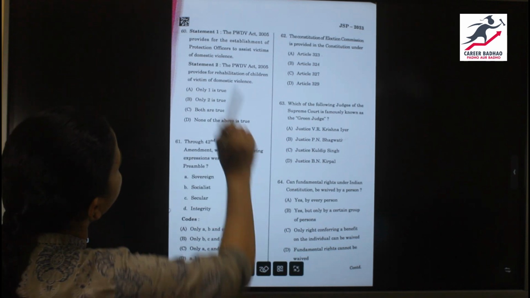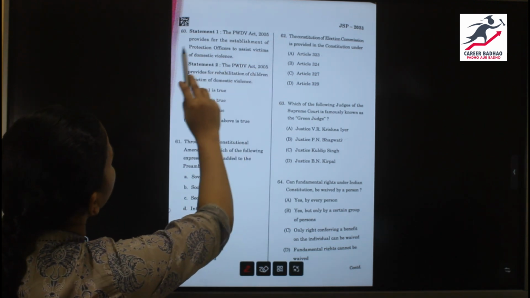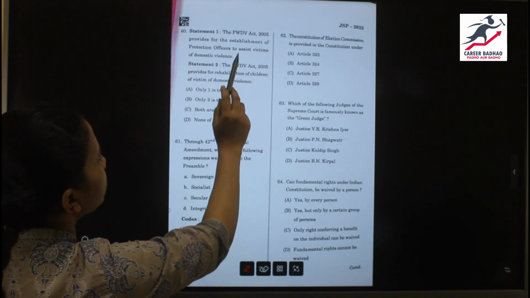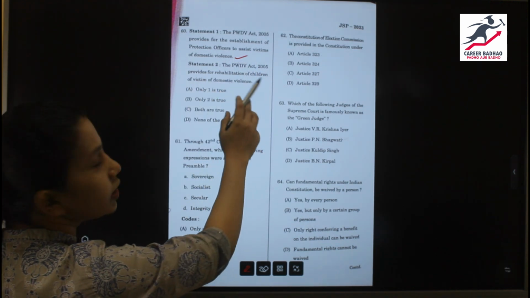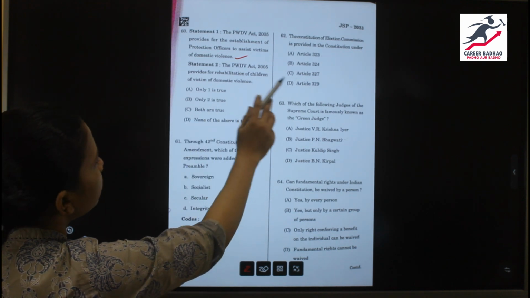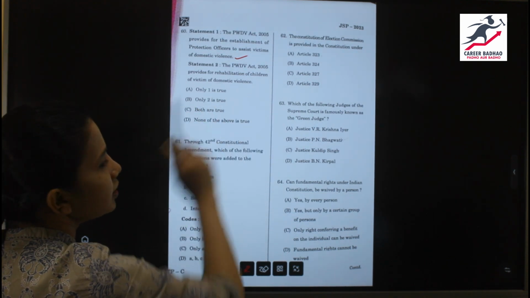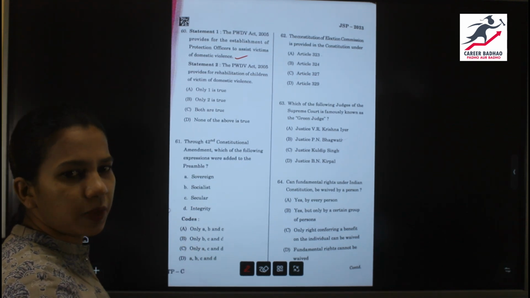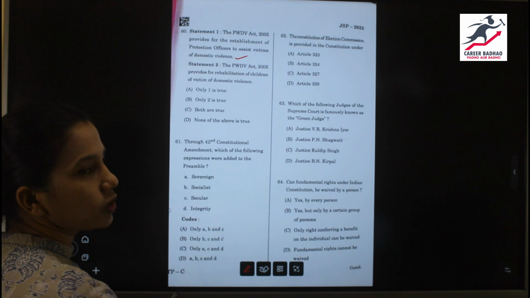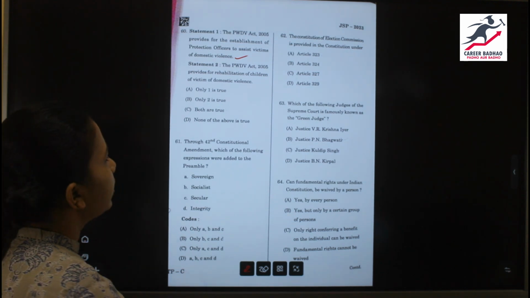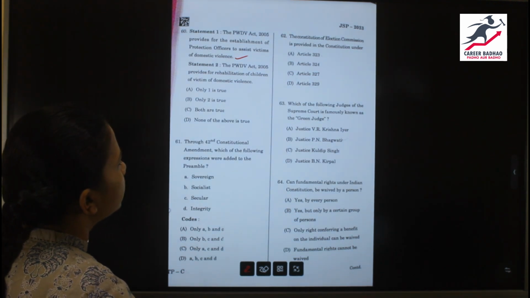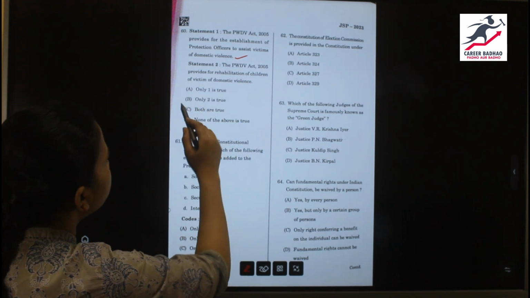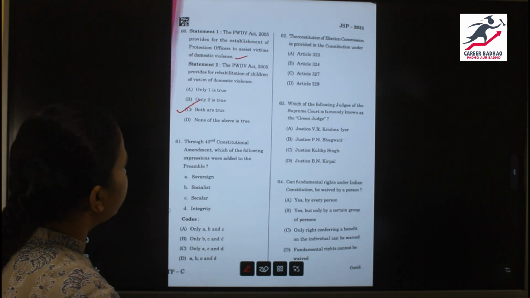Statement number 1. The PWDV Act 2005 provides for the establishment of protection officers to assist victims of domestic violence. Yes. The PWDV Act 2005 provides for rehabilitation of children of victims of domestic violence. It is partly true because under custody order there is a provision that the magistrate can order for the safe custody of children of the aggrieved women who are suffering. So here both are true. Since there is an option both are true, so option C would be correct.